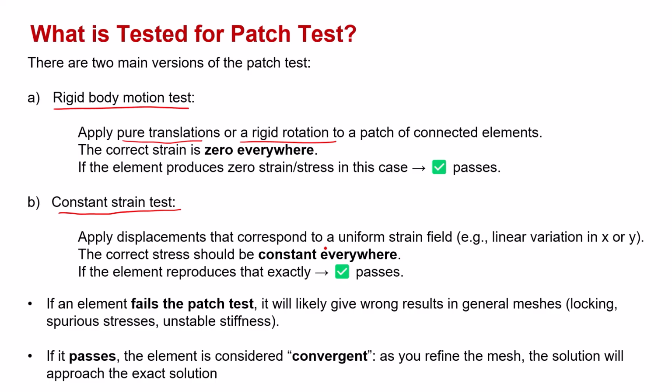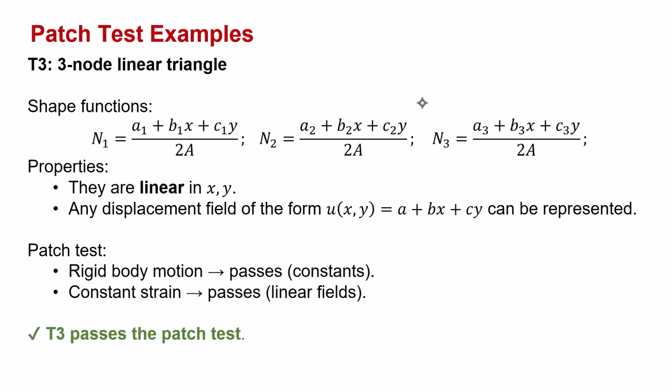If an element fails the patch test, it will very likely give incorrect results in general meshes, such as locking, spurious stresses, or unstable stiffness behavior. On the other hand, if the element passes the patch test, it is considered convergent, meaning that as we refine the mesh, the numerical solution will approach the exact solution. Let's now look at a concrete example of the patch test using a two-dimensional element.